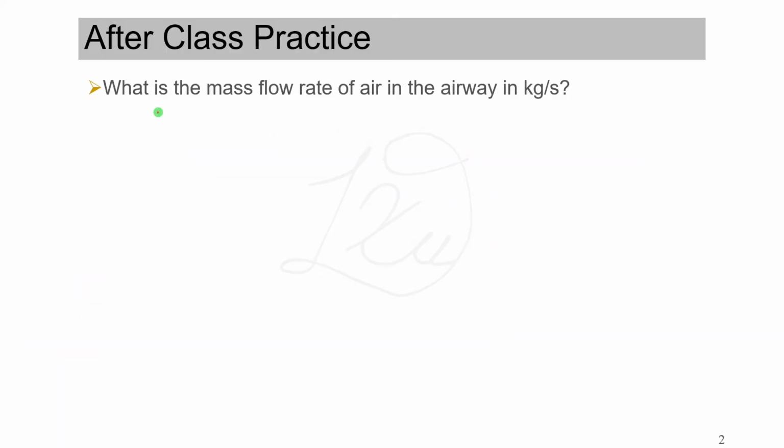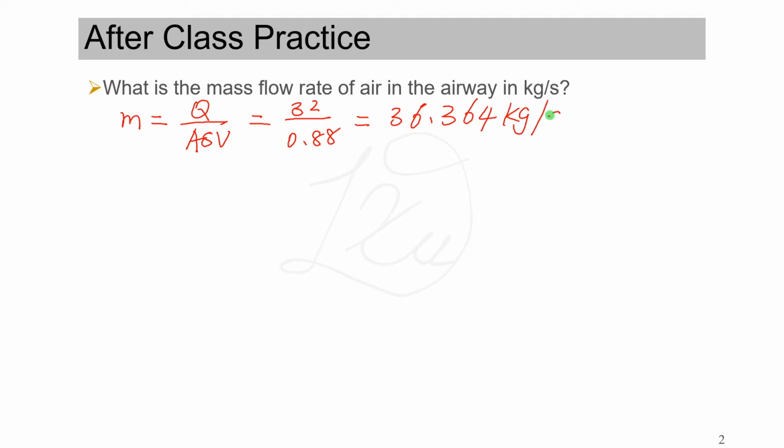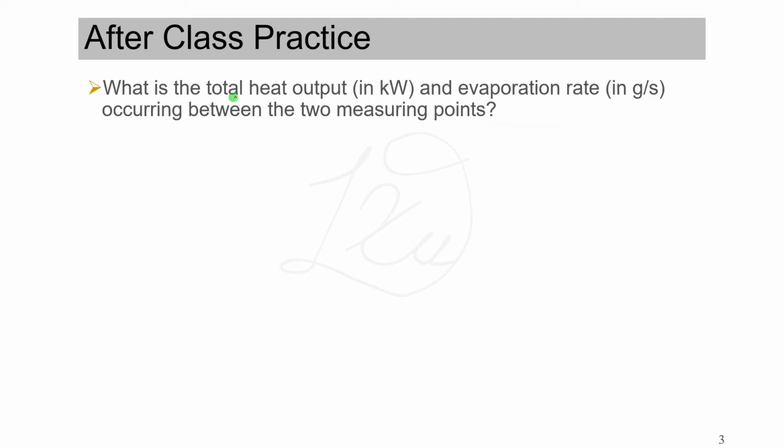Question 1 is, what is the mass flow rate of air in the airway? So the mass flow rate equals volumetric flow rate divided by ASV. So that equals 32 divided by 0.88, which equals 36.364 kilograms per second. The second question is, what is the total heat output in kilowatts and the evaporation rate in grams per second occurring between the two measuring points, from the start to the end?